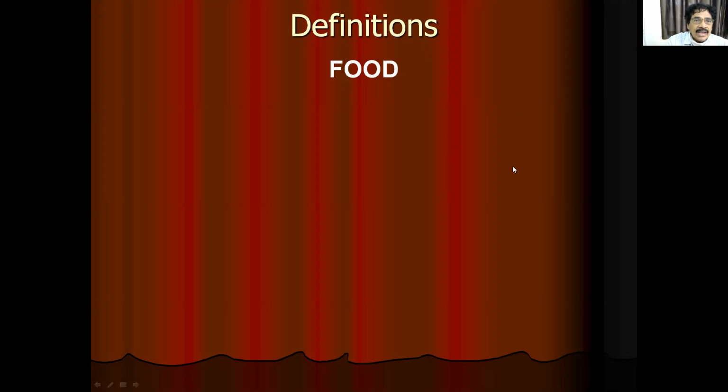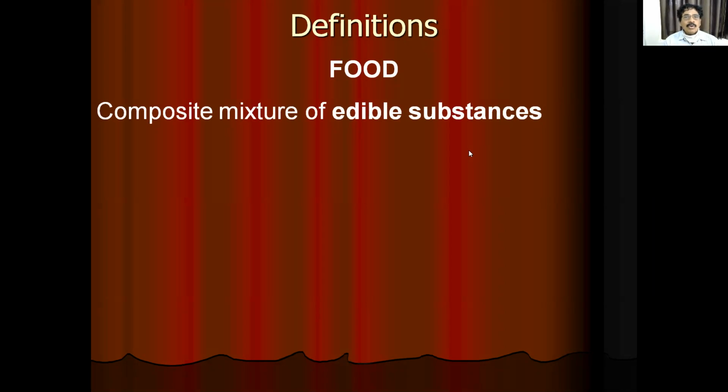Food is defined as a composite mixture of edible substances. This is a wonderful definition of food, right? It is not one. So many types of food materials are there. So many types of eatables are there. It's a composite mixture of edible substances. Please underline edible substance. Edibility means something which you can eat, something which you can relish.